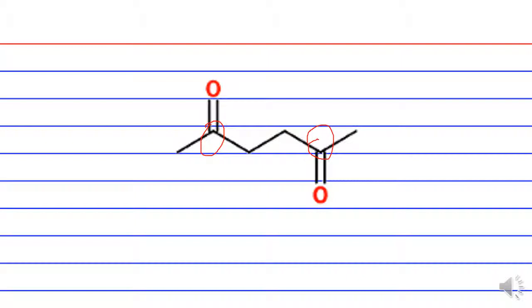So we have 2,5-hexanedione, and there's 6 carbons total. I didn't go over here to the 6, but so yeah, that's how we get 2,5-hexanedione. Okay.